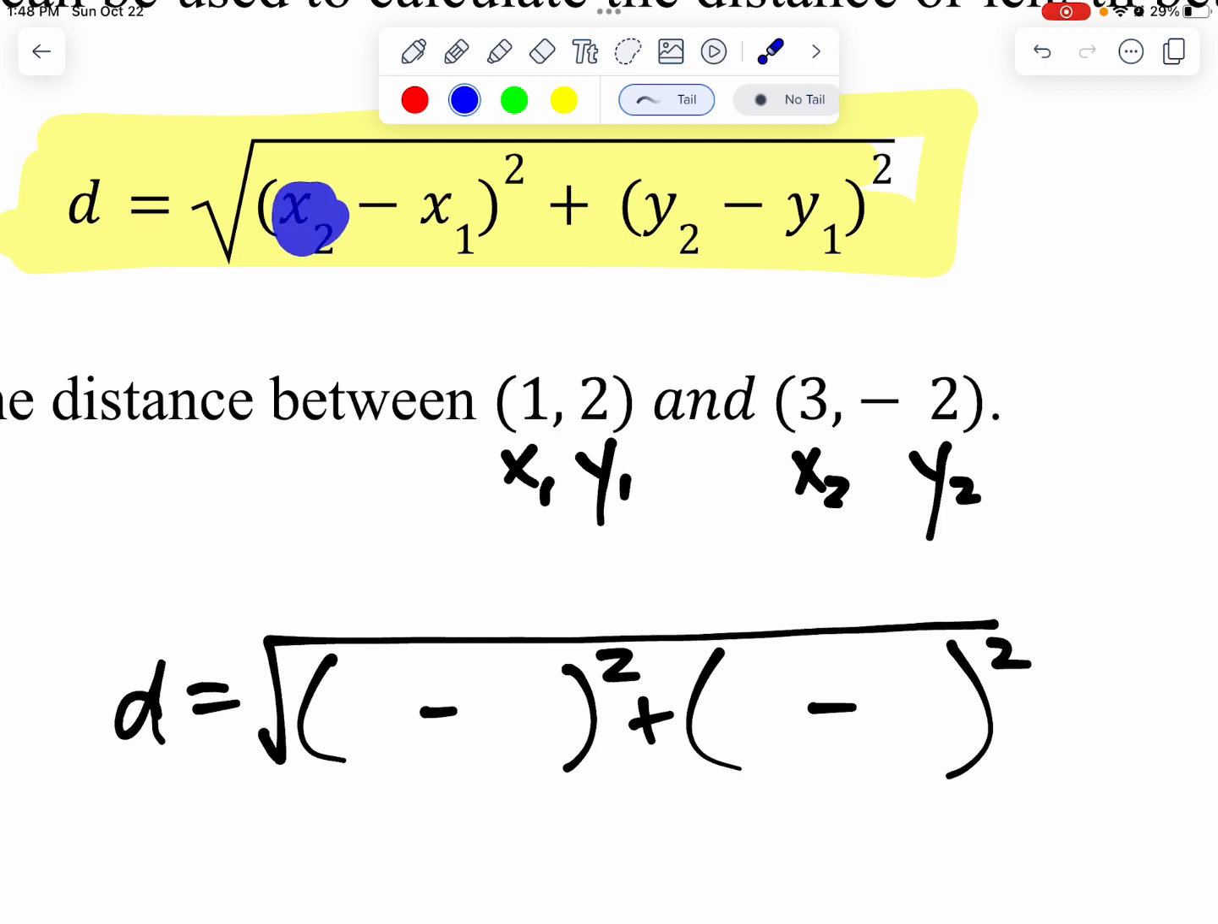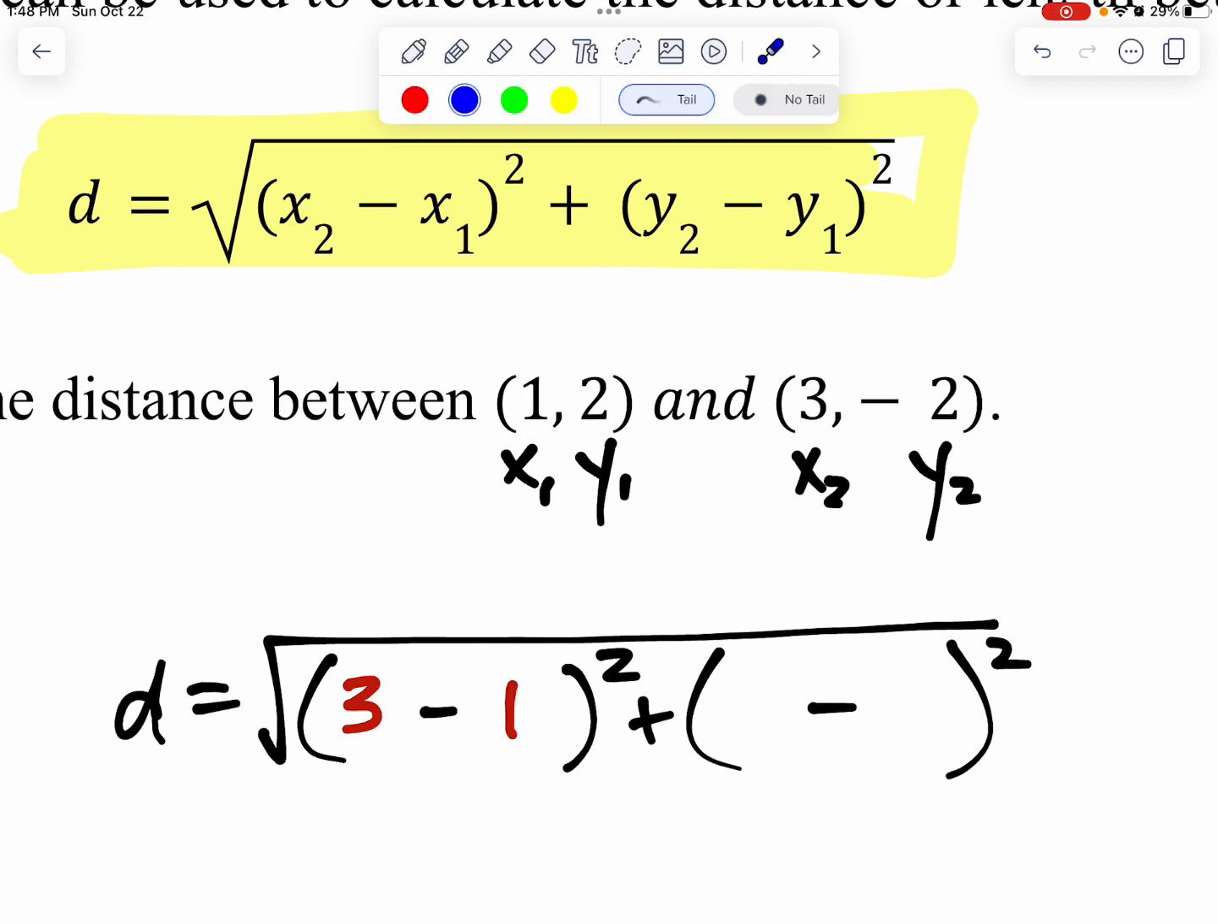Formula says to put x2 in this first spot. And what did I label x2 as? Okay, cool, it's 3. x2 is 3, so I'm putting a 3 right there. Okay, the next thing in the formula is the first x. Where's the first x? All right, great. It is 1, so I'm going to put a 1 there.